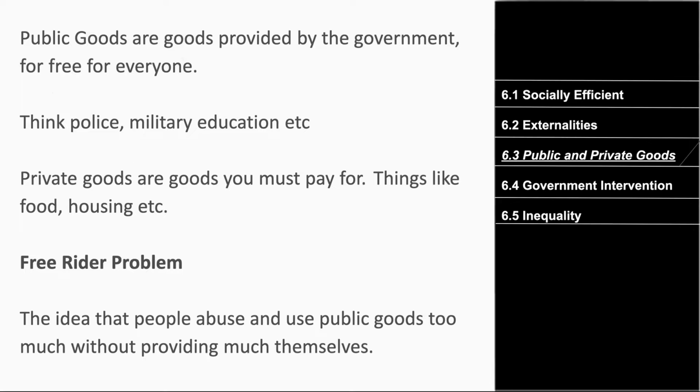Public goods are always free and provided by the government. You cannot exclude anyone from public goods. Private goods are excludable, typically by price, and you have to pay for private goods. So make sure you can identify public and private goods.